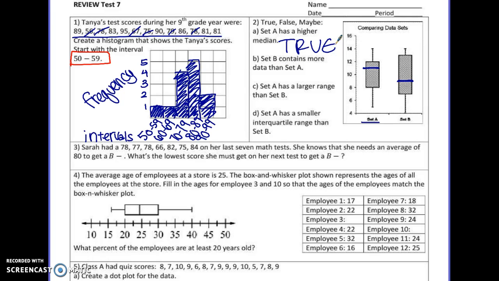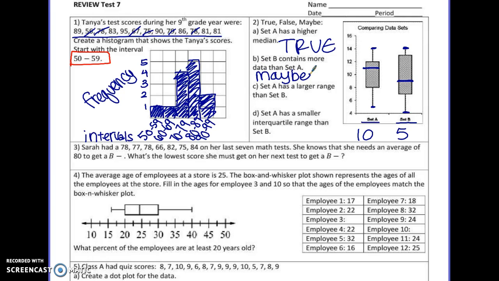Set B contains more data than set A. So here is set B and here is set A. The range is bigger on set B, but that doesn't mean that there's more numbers for set B. So I could have only 5 numbers here, but I could have 10 numbers in the data for set A. So really we cannot tell for set B containing more data. So this is going to be maybe.